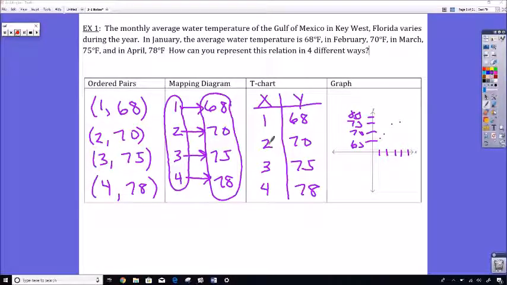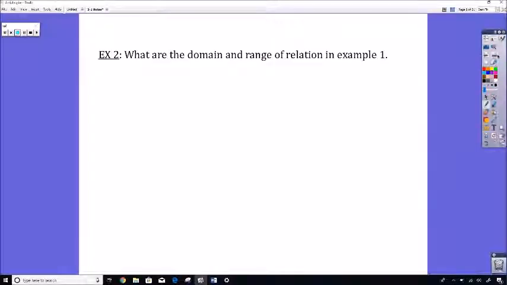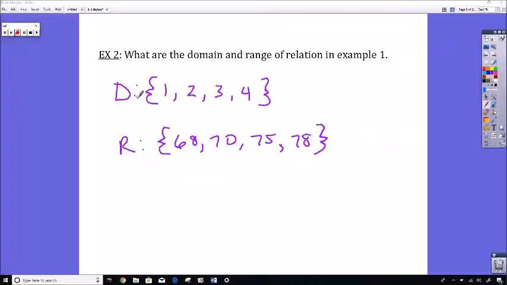Okay, go ahead and check your work. Make sure that yours looks something like mine. Once you've checked your work, go ahead and flip over the paper and let's do example 2. So what are the domain and range of the relation in example 1? So go ahead and list the domain and the range like we did before, pausing the video, and then we'll come back with an answer. Okay, so here are your answers. Double check those. And when you're ready, let's go on to our next definition.